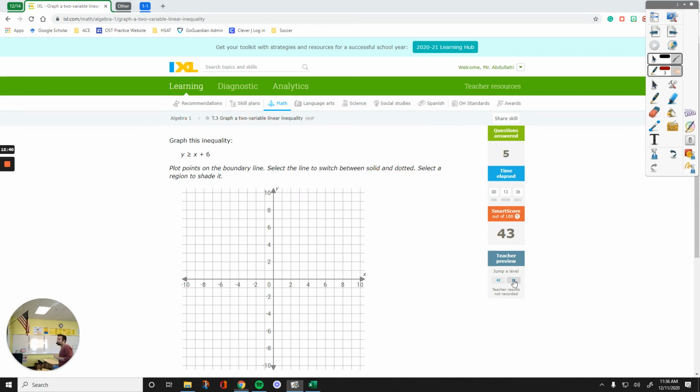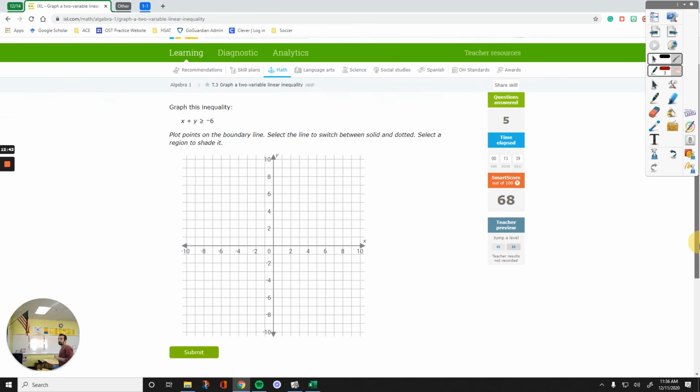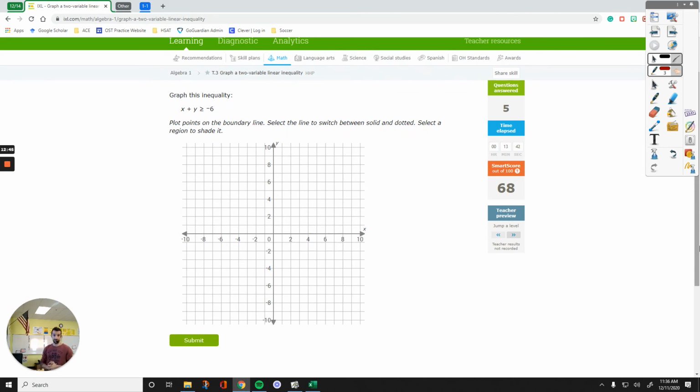And then skip one more level. Let's do this as our last question. Now, the reason this question is one step further is that it is not in the slope-intercept form. So step 1 is get it in the form so that the y is all by itself. To get that y by itself, we need to get rid of this x. Subtract it. And then the left side is going to have the y, bring down your sign, and then negative x minus 6. Negative x minus 6. This is what we need.